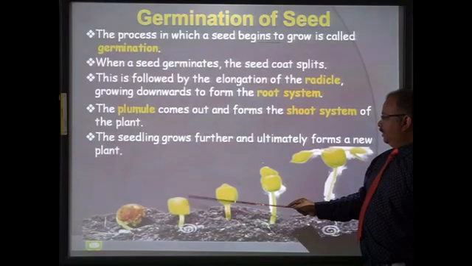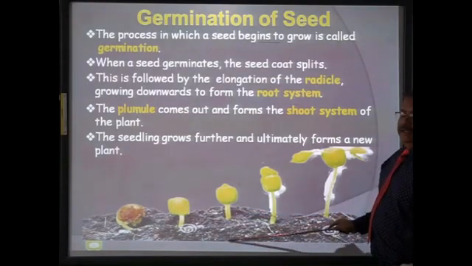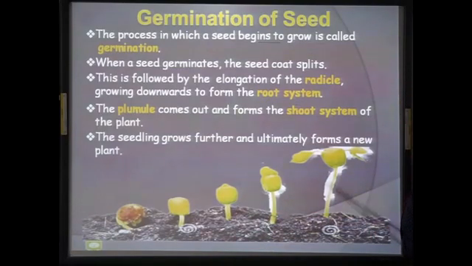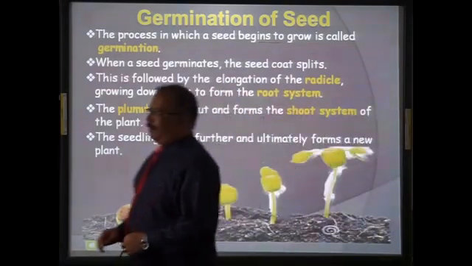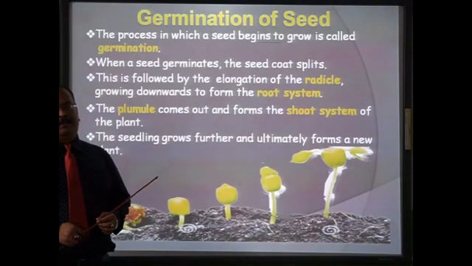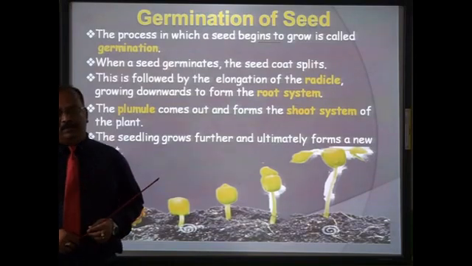You can see the cotyledons are coming up, and the root system is there inside the radicle. The plumule goes up and ultimately it turns into a seedling. Later on it becomes a plant, and plants bear flowers and fruits, and from there again we get the seeds, and this life cycle goes on.